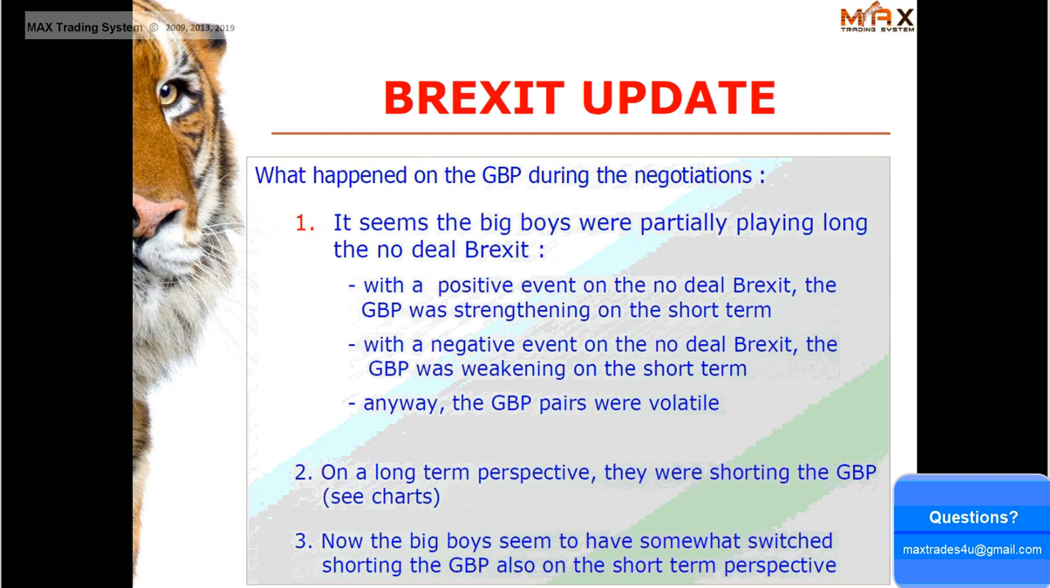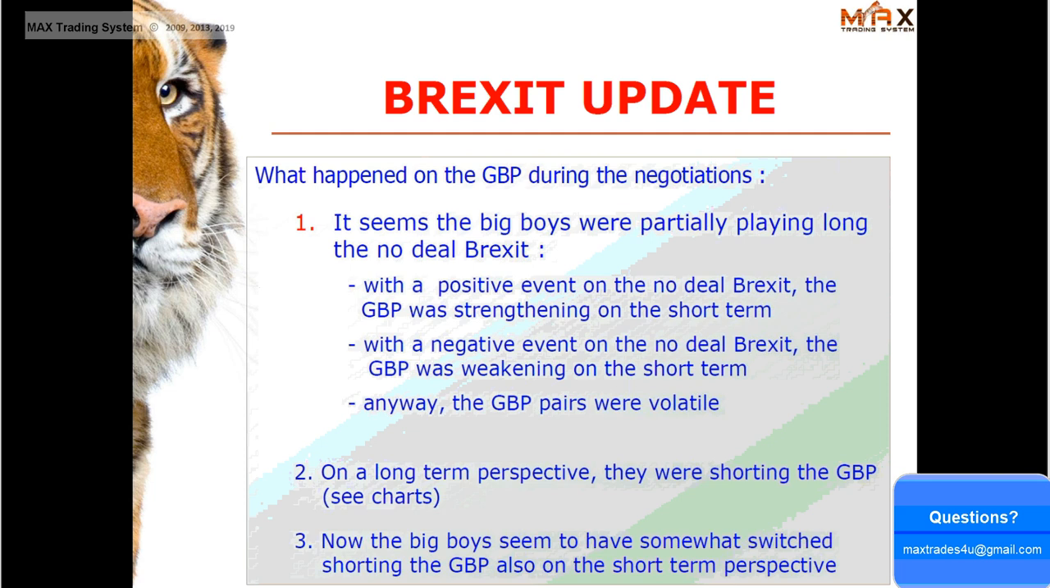And the movements were important in the pound pairs, sometimes 100 pips or more. Similarly, when there was a negative event in relationship with a no-deal Brexit, in fact an event confirming a deal Brexit, a soft Brexit, the pound was weakening. And so the pound pairs, most of them, were dropping. But anyway, we have observed some volatility in the pound pairs.